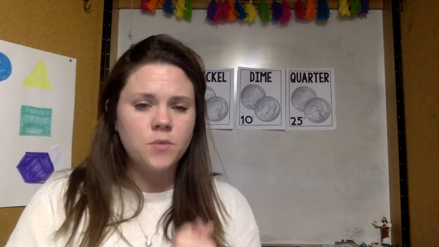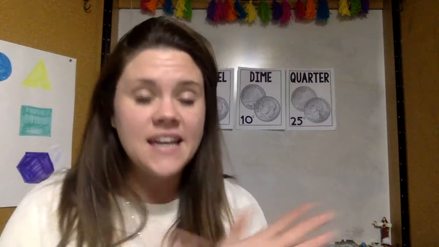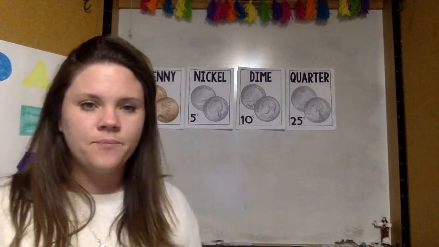We count by fives when we go like 5, 10, 15, 20, 25, 30, 35, 40, 45, 50, 55, 60, 65, 70, 75, 80, 85, 90, 95, 100. And dimes, right? Counting by 10: 10, 20, 30, 40, 50, 60, 70, 80, 90, 100.